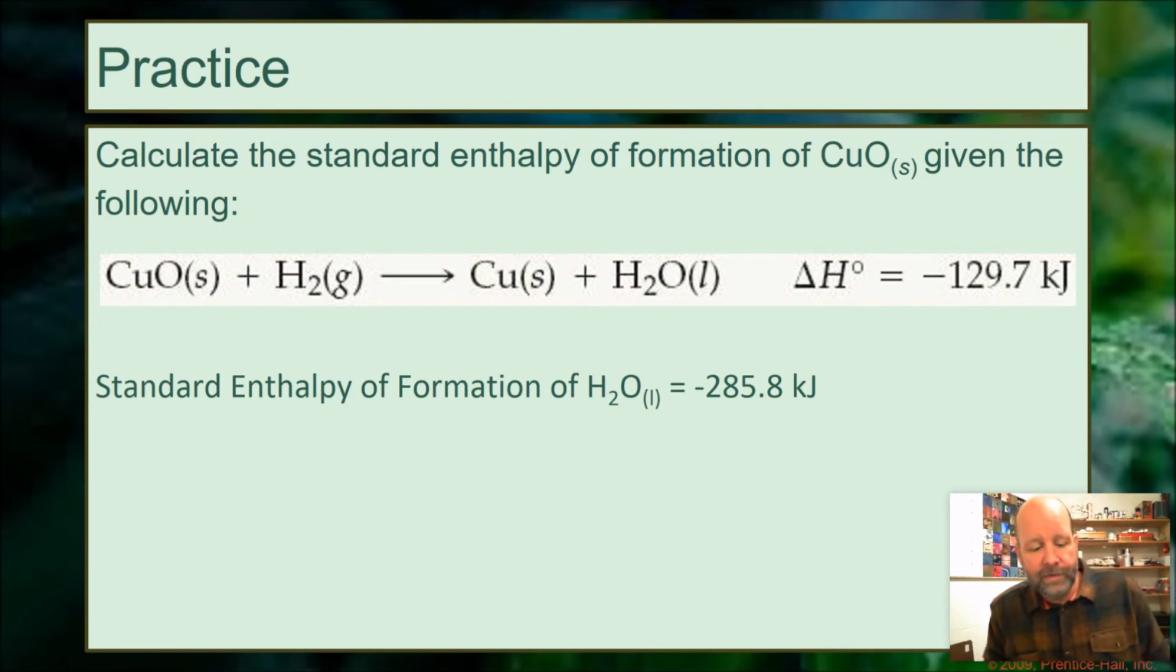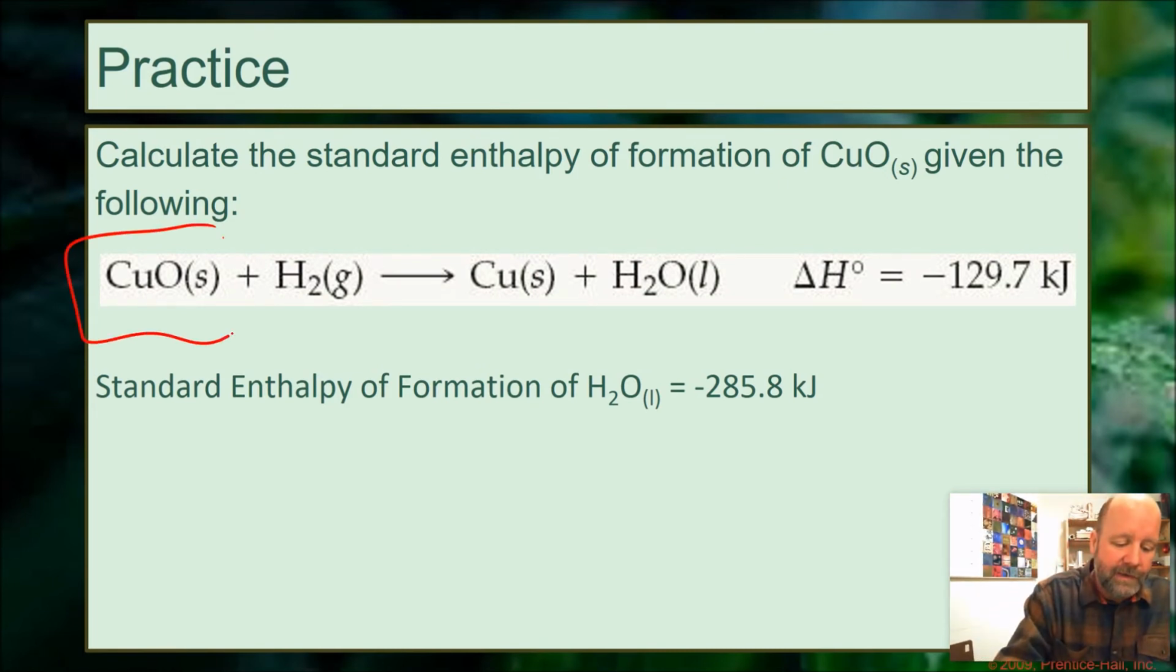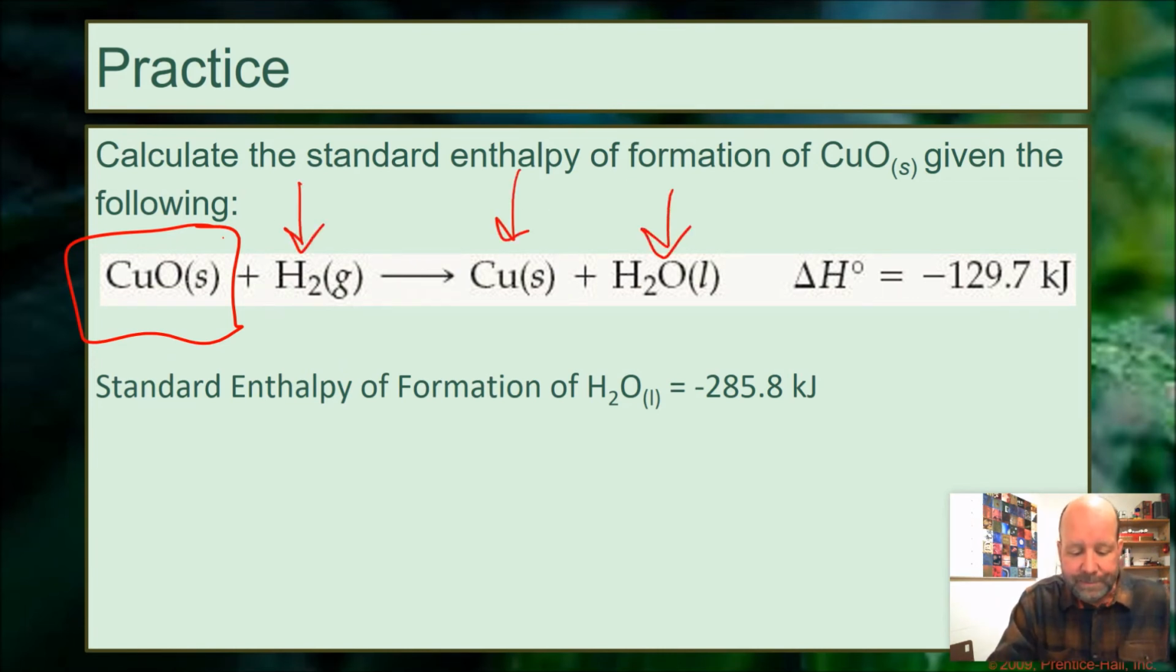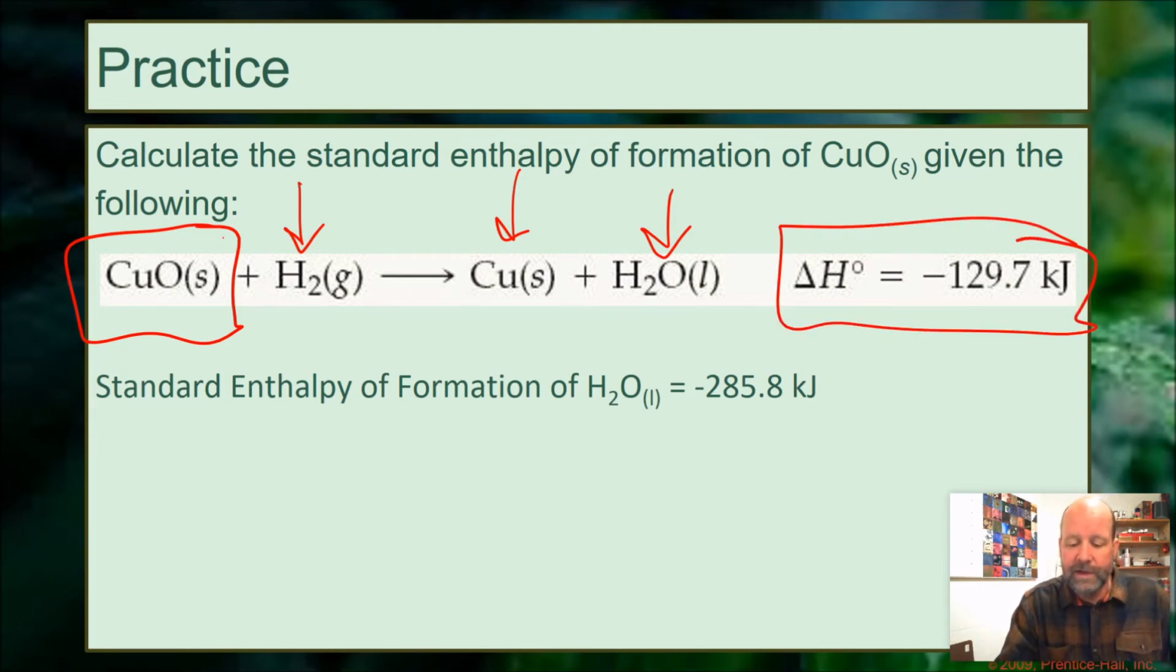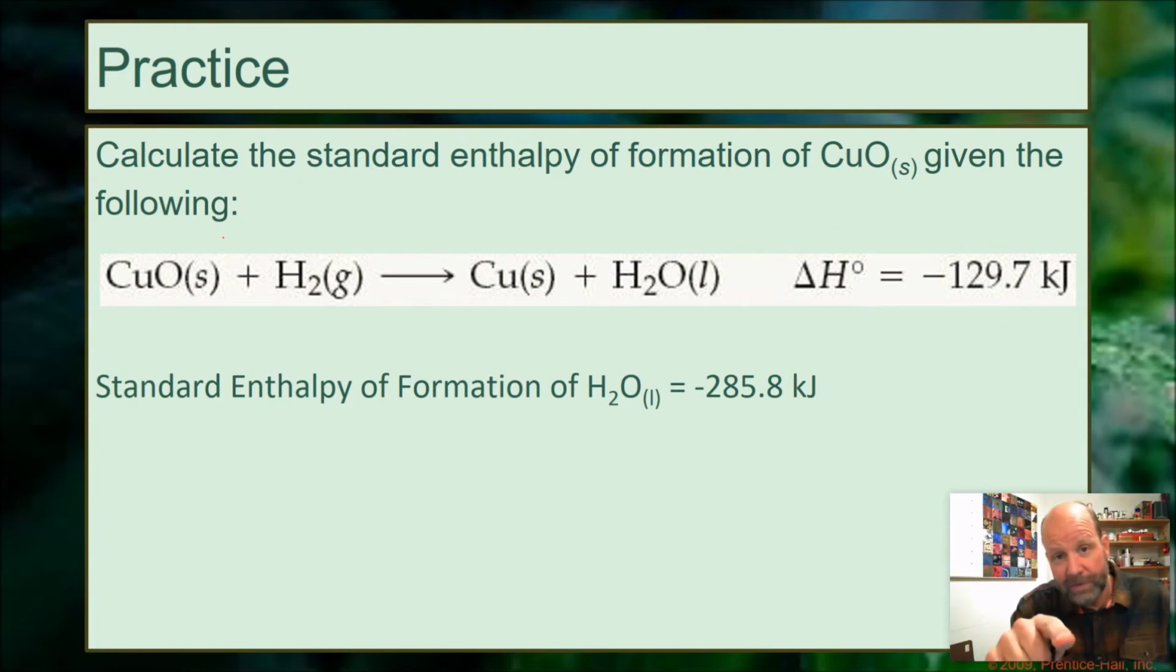So let's try this one. You're going to try and find the standard enthalpy of copper oxide using the rest of these standard enthalpies and knowing that delta H of this overall reaction is this. So I'm going to leave it just like this and tell you to pause the video. Get started on it. If you get stuck, unpause, watch me do a step, and then pause it again, and see if you can get it the rest of the way. Just continue to do that until you've got it. So pause the video now.